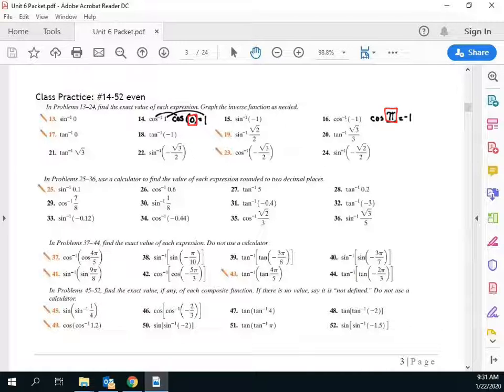All right. So then we go over to number 18. I want to do it in that color. There you are. Tangent of what angle gives me negative 1?